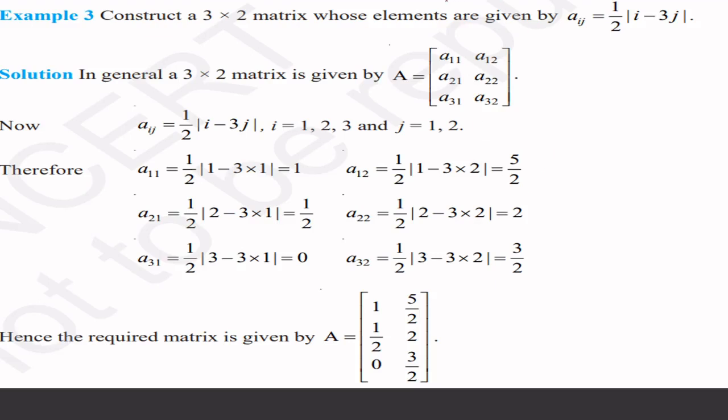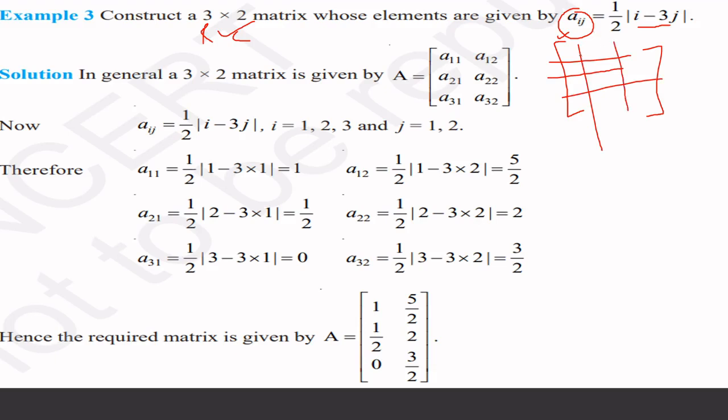Now a simple example: we have to make a 3 cross 2 matrix whose elements are given by the function aij equals 1 by 2 times (i minus 3j). 3 cross 2 means 3 rows and 2 columns, so how many elements do we have? 1, 2, 3, 4, 5 and 6.